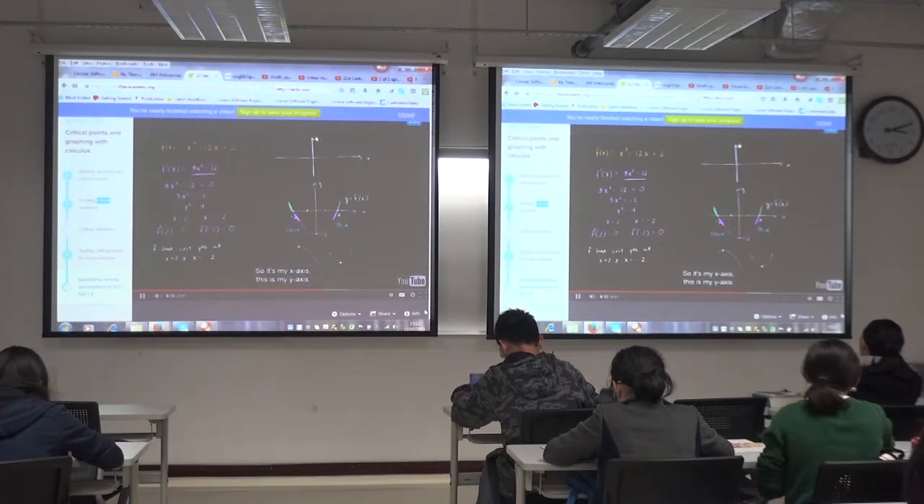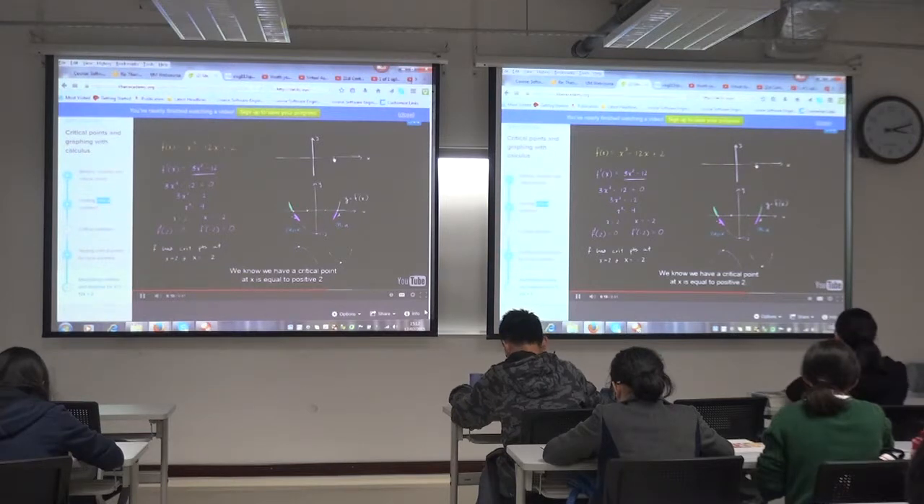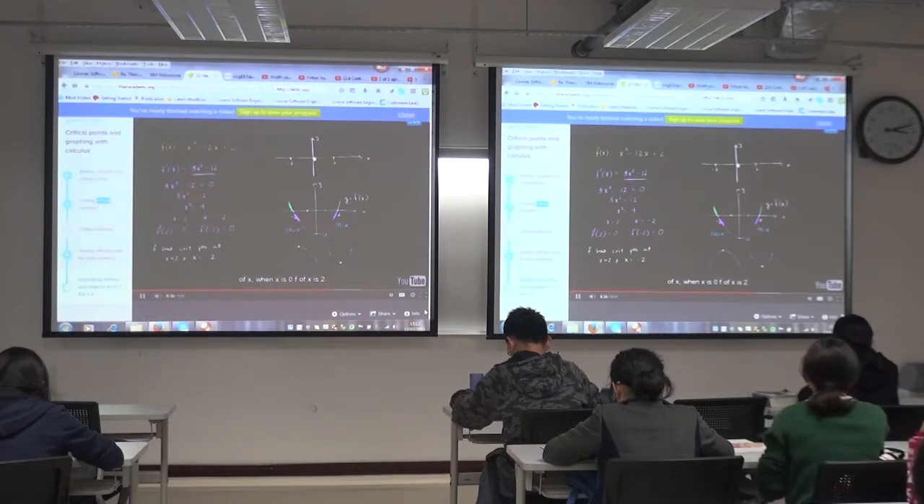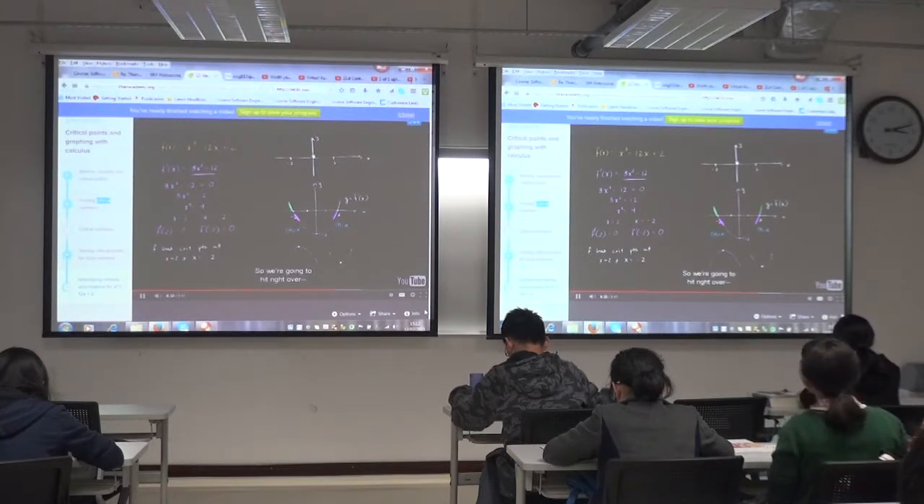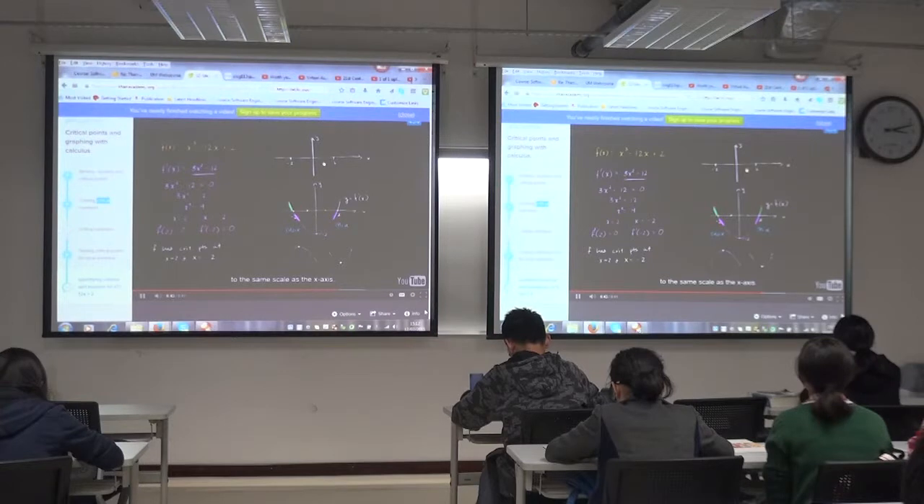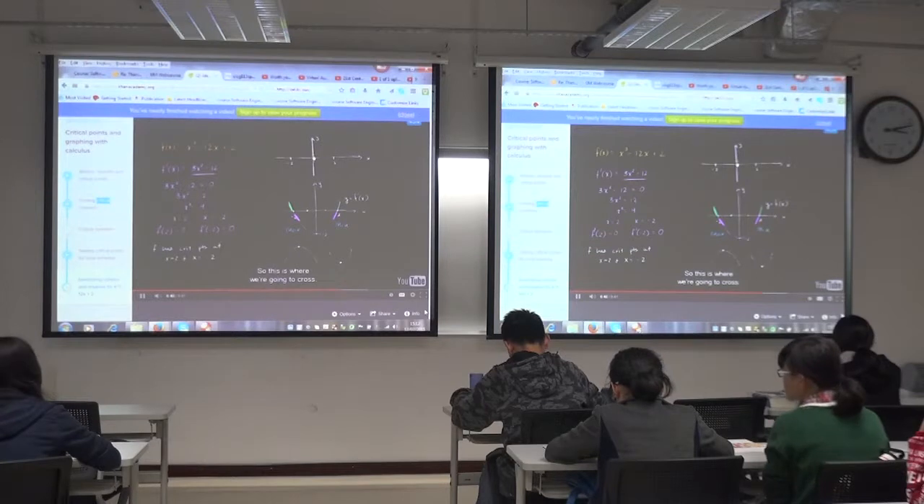So it's my x-axis. This is my y-axis. We know we have a critical point at x is equal to positive 2, and we have a critical point at x is equal to negative 2. We know just from inspection that the y-intercept, the graph of y is equal to f of x, when x is 0, f of x is 2. I don't want to draw this completely to the same scale as the x-axis, so let's say that this is 2 right over here. This is going to be our y-intercept.